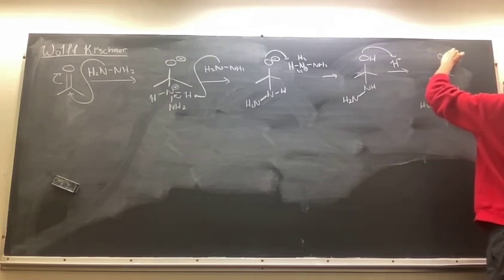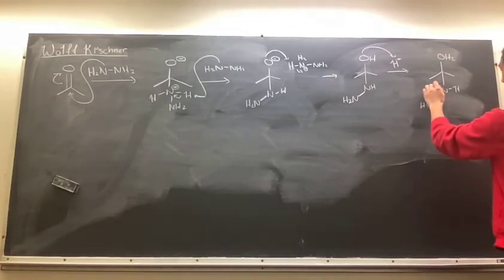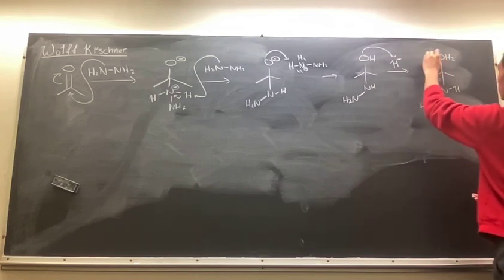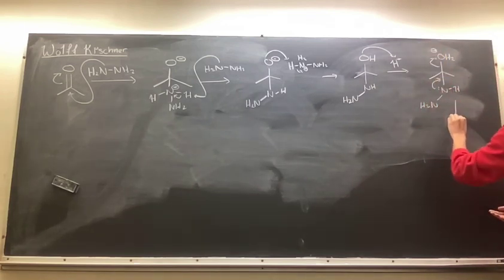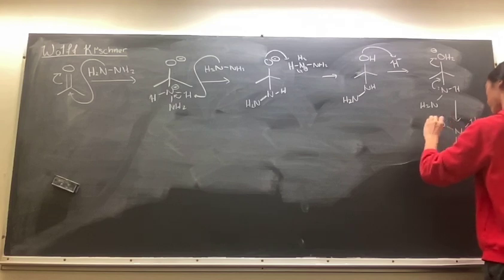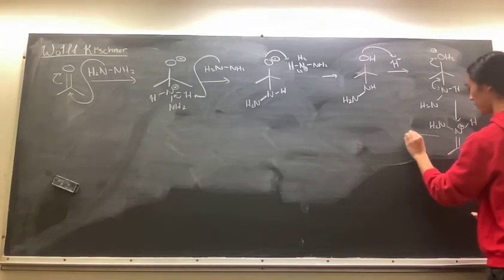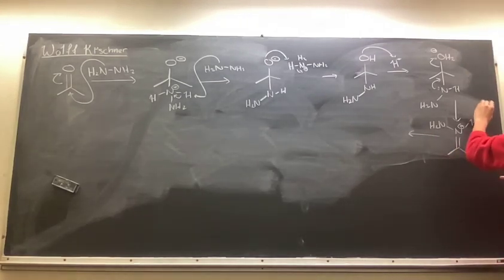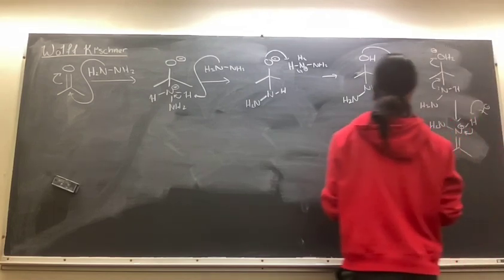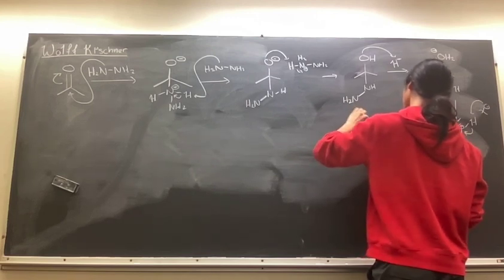Okay, now we have a good leaving group. As you remember, nitrogen is a good pi donor. It kicks down and kicks off our water leaving group. Don't forget formal charges. And now we just need to deprotonate this again. So this base just comes over here, conjugate base, deprotonates, and now we have our hydrazone.